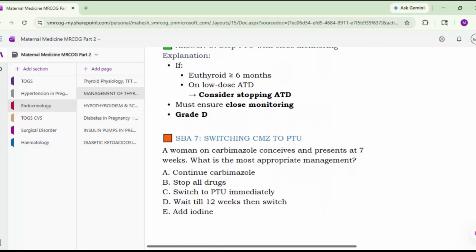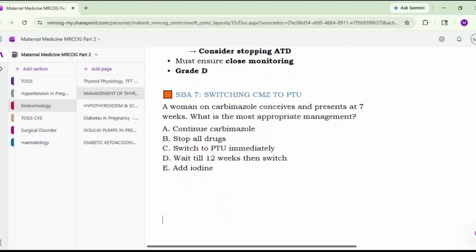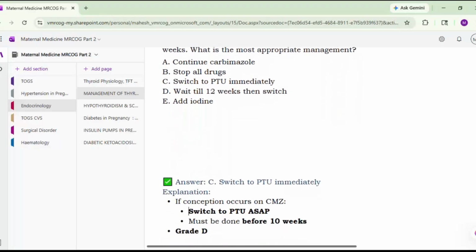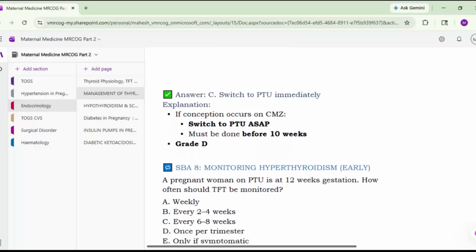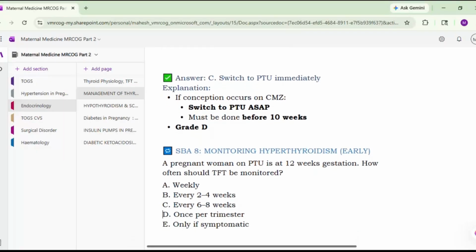Next. A woman on carbimazole conceives and presents at 7 weeks. What is the most appropriate management? A. Continue carbimazole. B. Stop all drugs. C. Switch to PTU immediately. D. Wait till 12 weeks, then switch. E. Add iodine. It is C. Switch to PTU immediately. Correct. If conception occurs on carbimazole, switch to PTU as early as possible. It must be done before 12 weeks of gestation.